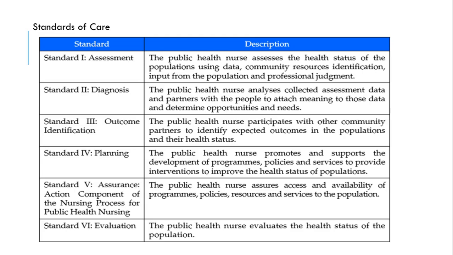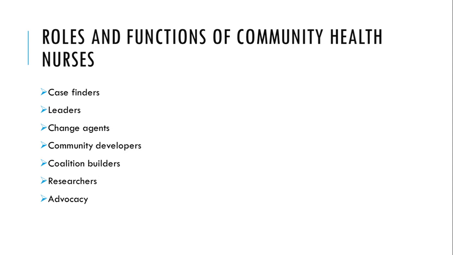Now we look at the standards of care. There are 6 standards, and those include assessment, diagnosis, outcome identification, planning, implementation, and evaluation. So now we will move on to the roles and functions of the community health nurse. The community health nurse has to play different roles in the community. Those roles include case finder, leader, change agent, community developer, coalition builder, researcher, and advocate.